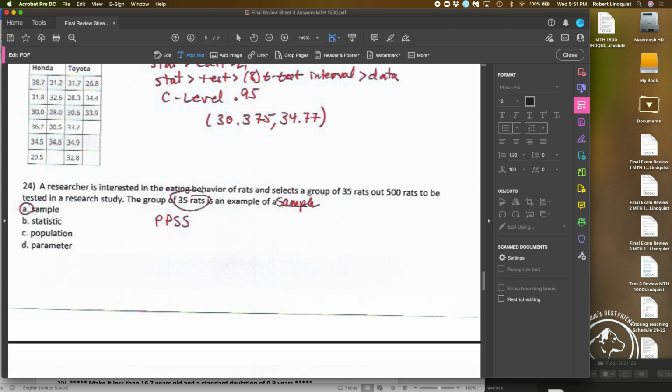Okay, last but not least on this particular page, a researcher is interested in the eating behavior of rats and selects a group of 35 rats out of 500 rats to be tested in a research study. So the 35 rats is a piece of the 500 rats. It is a sample of them. So it's choice A. Okay, so let's show you the next thing you can work on.